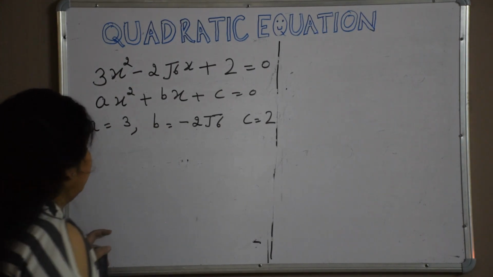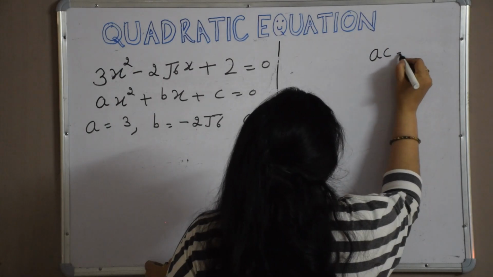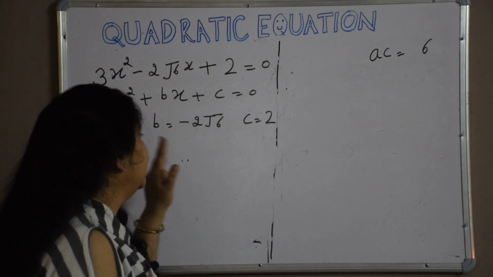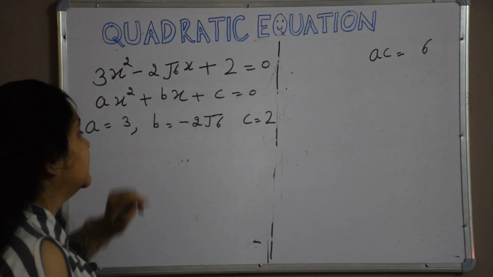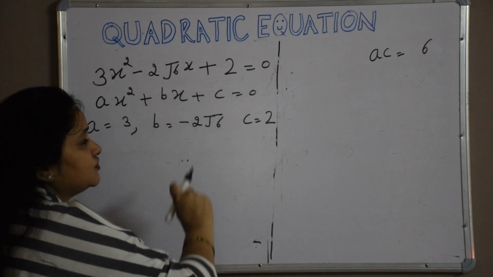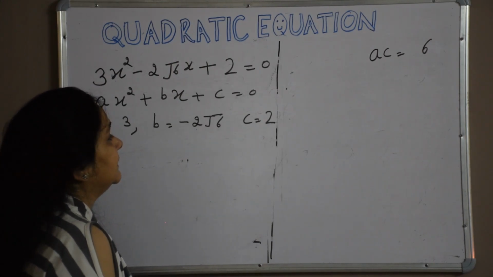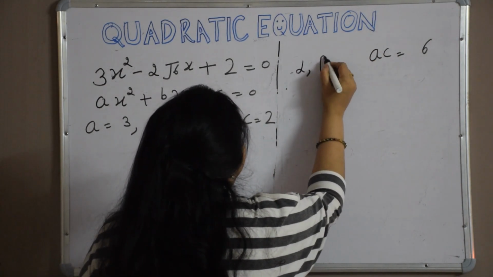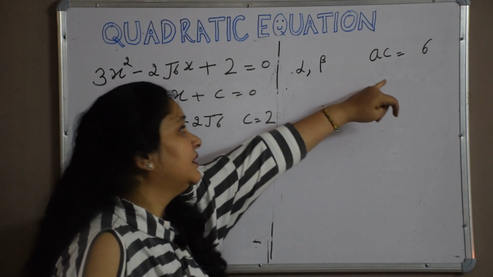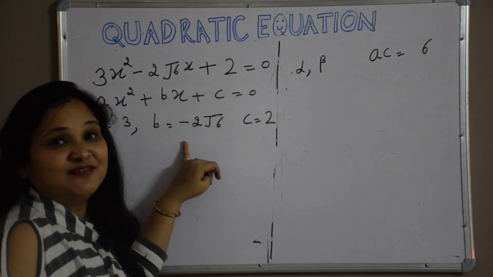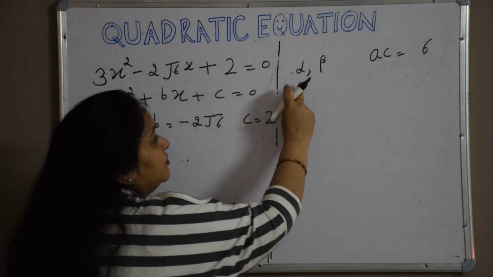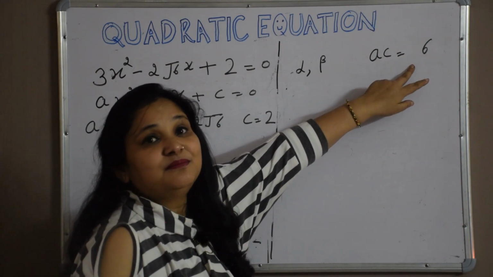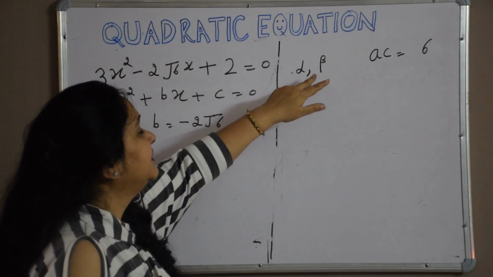Now see, first we will find AC. Here AC is equal to 6. We have to find two numbers whose product is 6 and whose sum is minus 2 root 6. Again here b is negative, so what type of numbers can we choose? If we take alpha and beta both positive, then the product is positive, but the sum can never be negative. But if we choose both negative, minus alpha and minus beta, then the product will become positive. So we have to choose both negative.